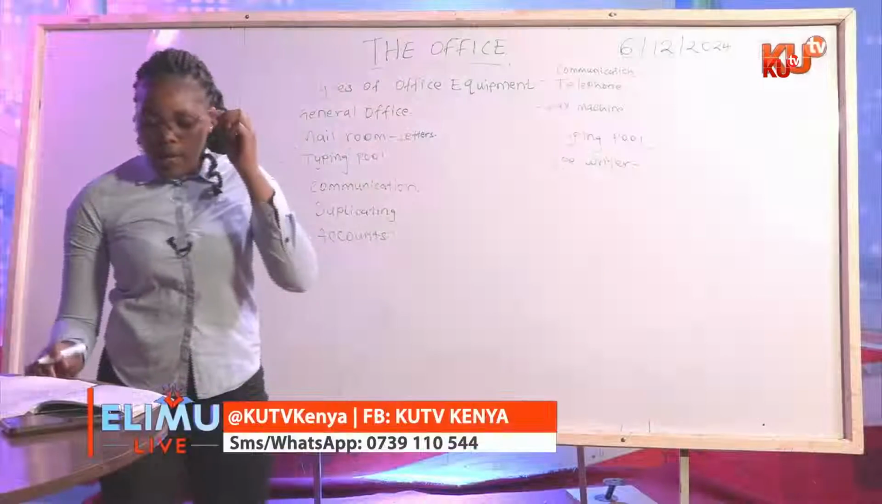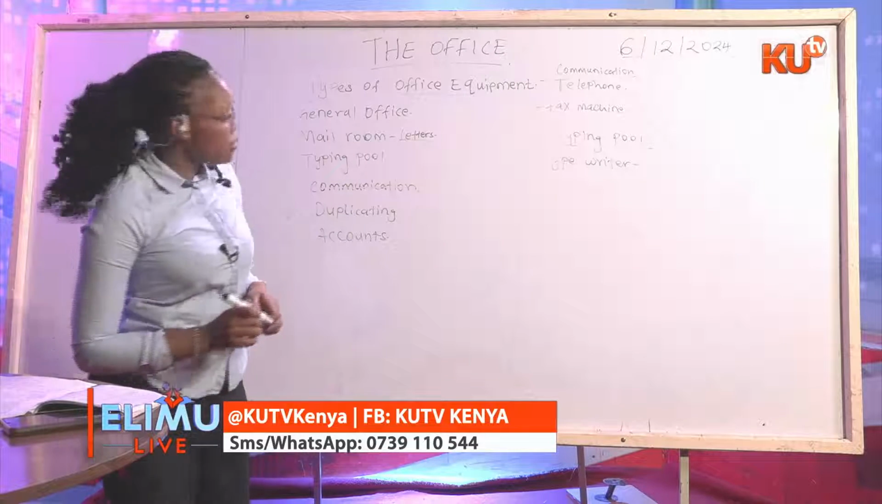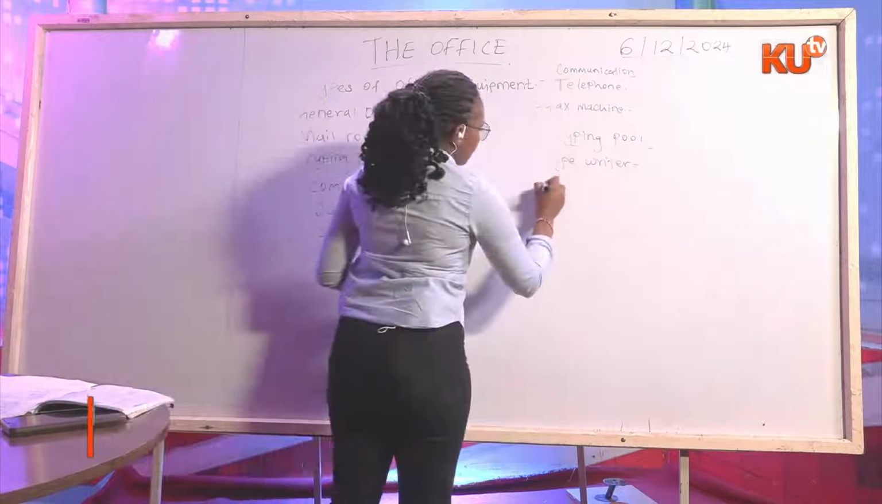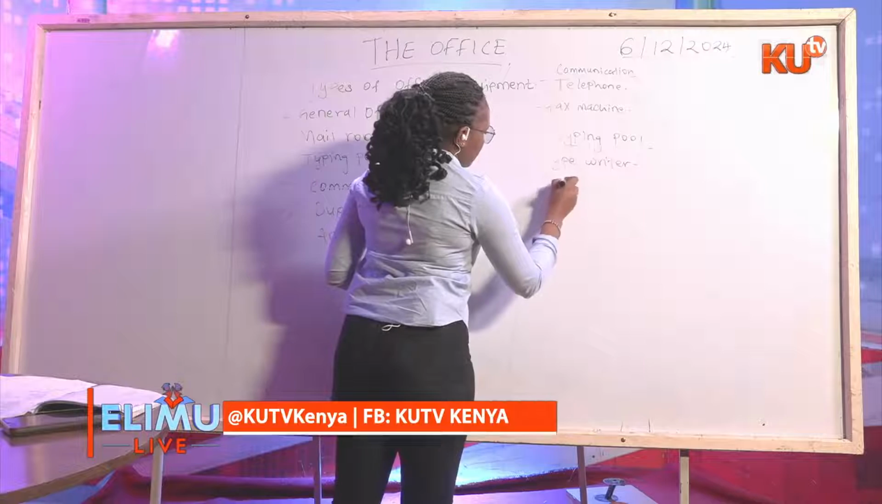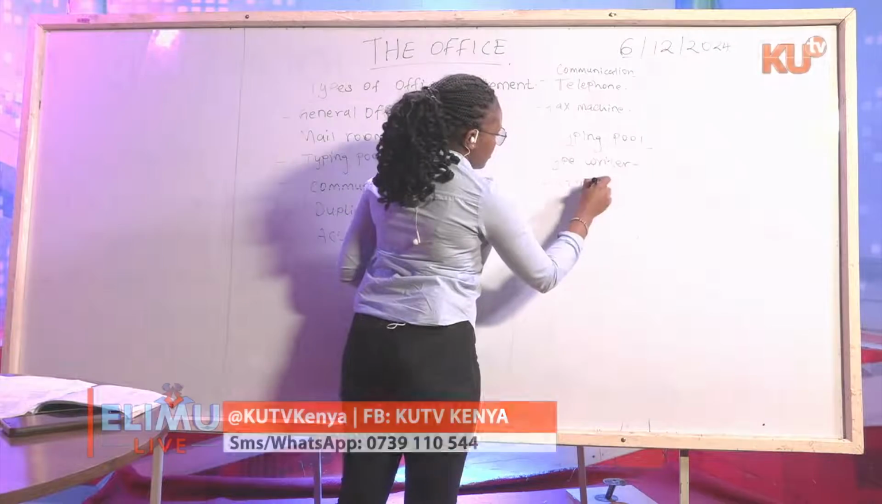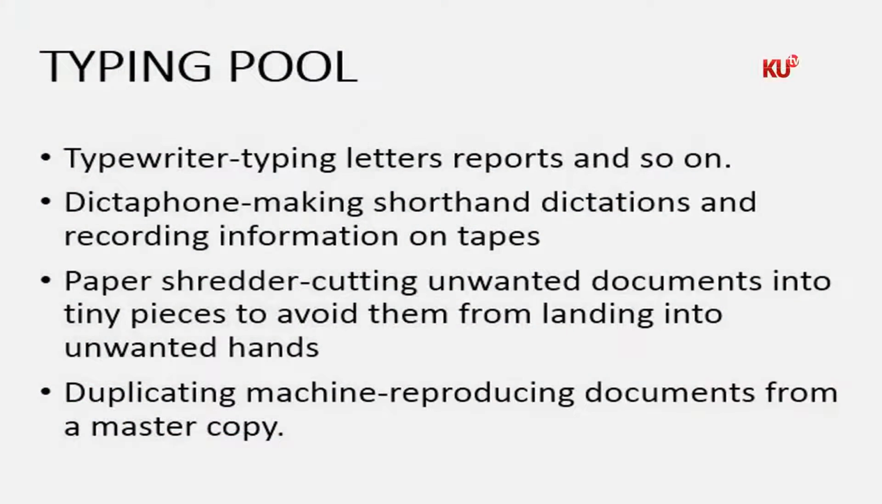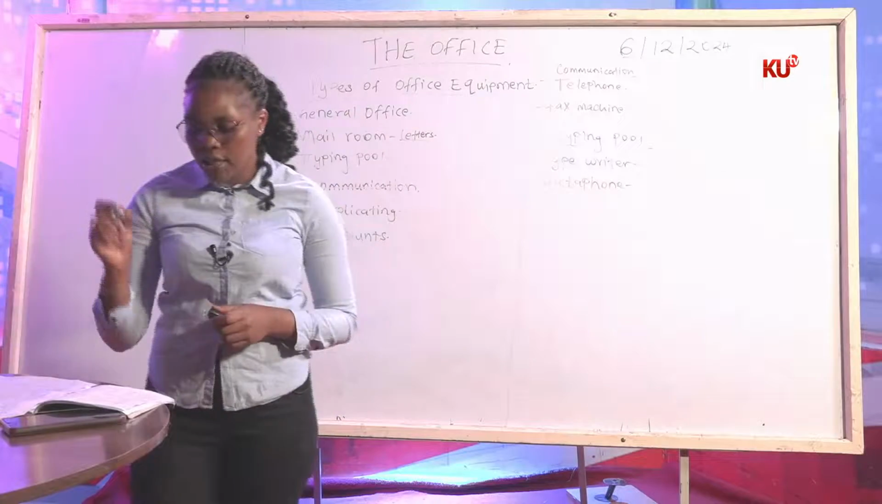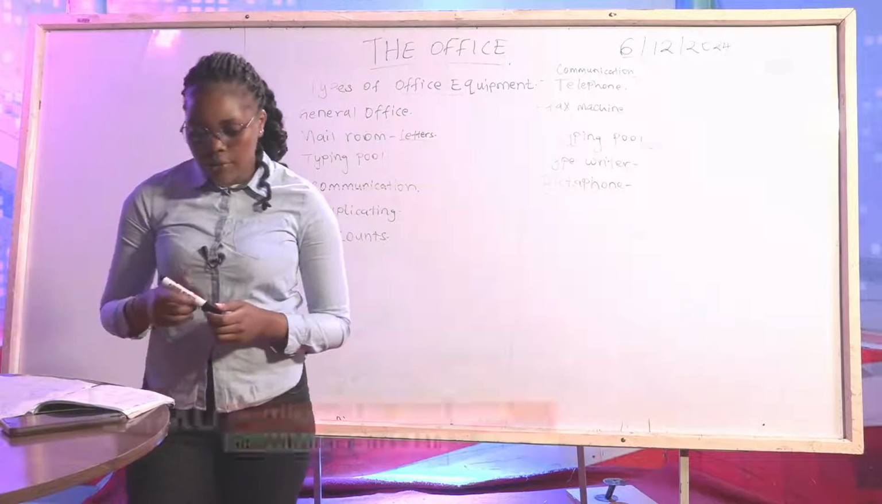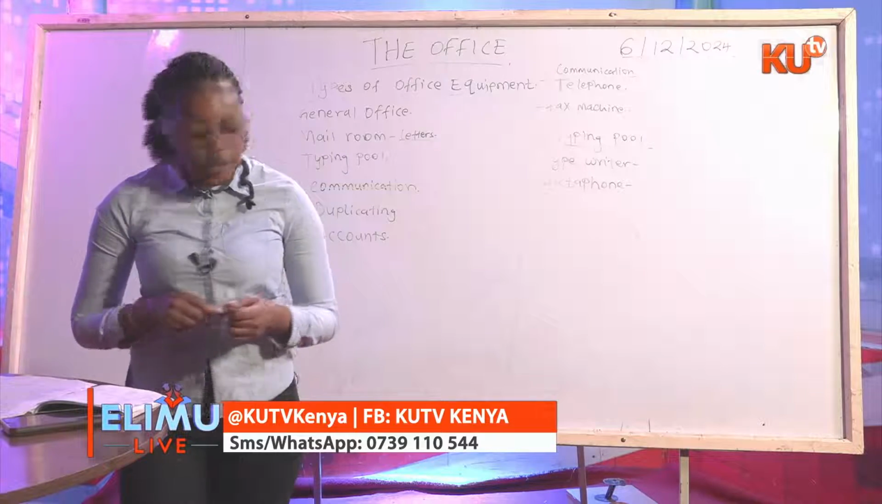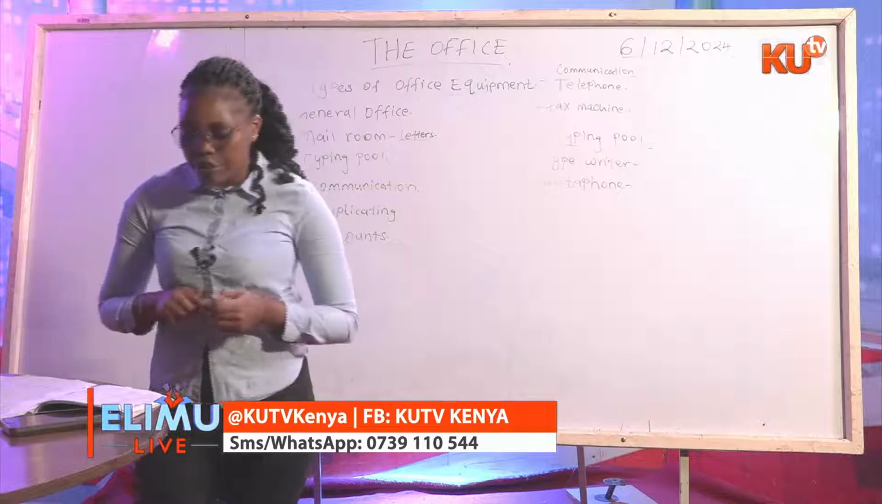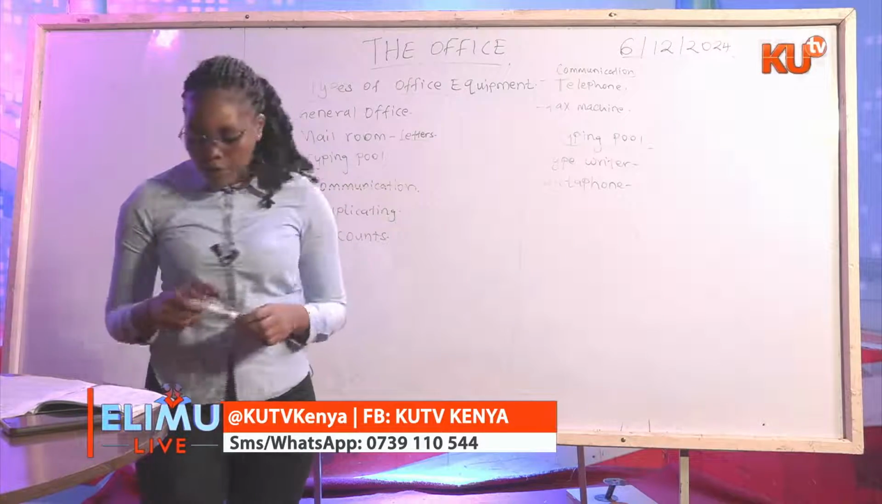The next one we have is the dictating machine, or the dictaphone. A dictaphone is used for making shorthand dictations. So if you need to write something that is just brief, you can write them using a dictating machine or a dictaphone.